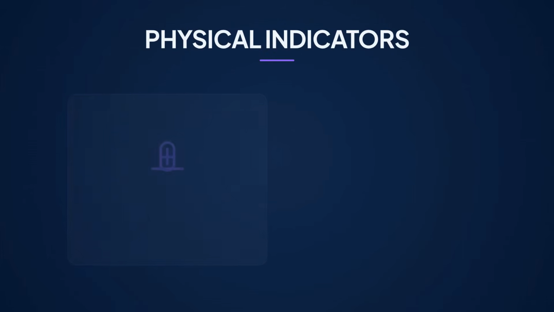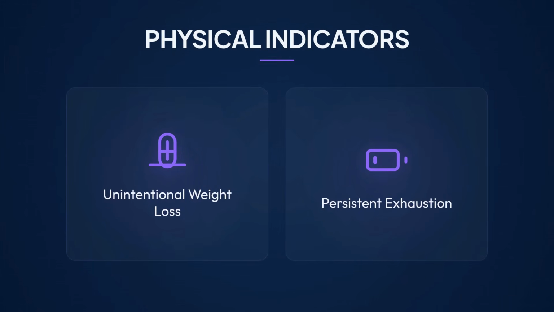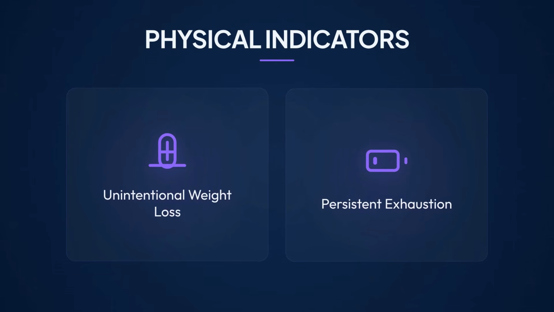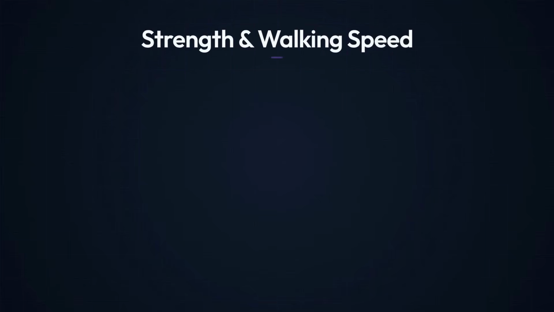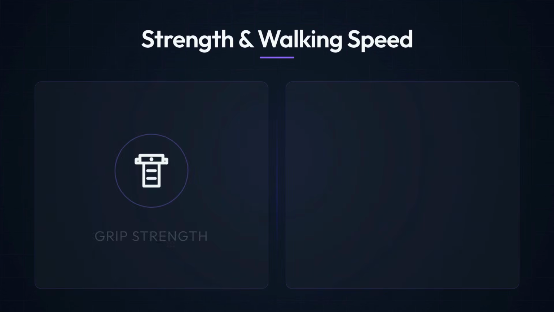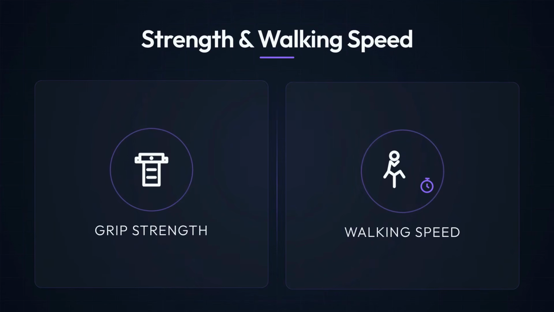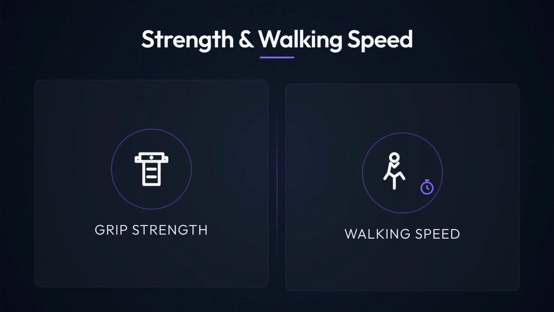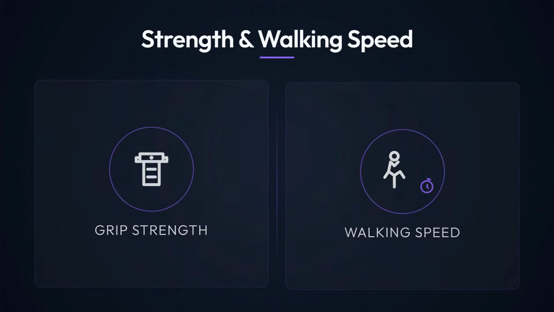Recognition begins with the physical. Watch for unintentional weight loss, often documented as more than 4.5 kilograms in a single year. You should also look for a persistent sense of exhaustion, where the patient reports feeling tired or drained most of the time. Reduced muscle strength is another key indicator. In clinical practice, this often manifests as a weak grip or a noticeable slowing of walking speed. If a patient is struggling to keep pace during basic mobilization, it's a sign that their physiological resilience is low.